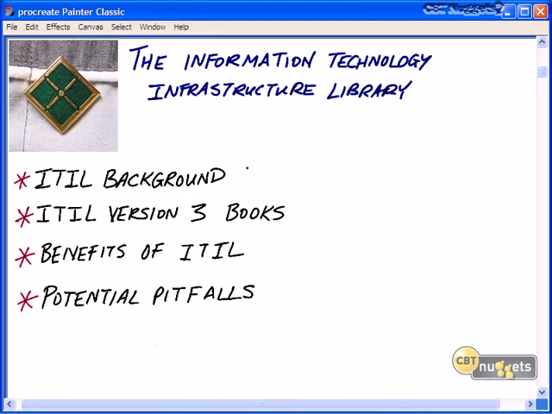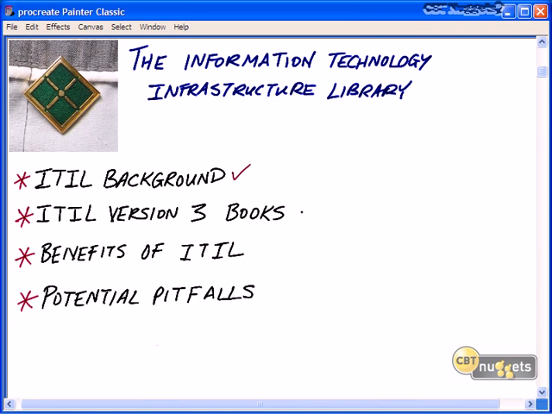In this nugget, we're going to cover 4 general areas. We're going to look at kind of the background of the ITIL, because that library has really changed quite a bit over the years. It's actually gotten smaller, and reliance upon online content and white papers has become greater.